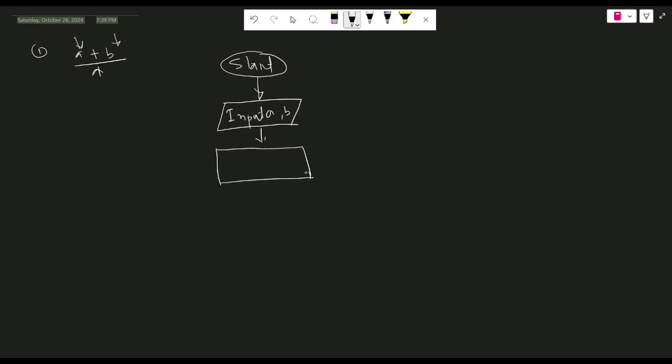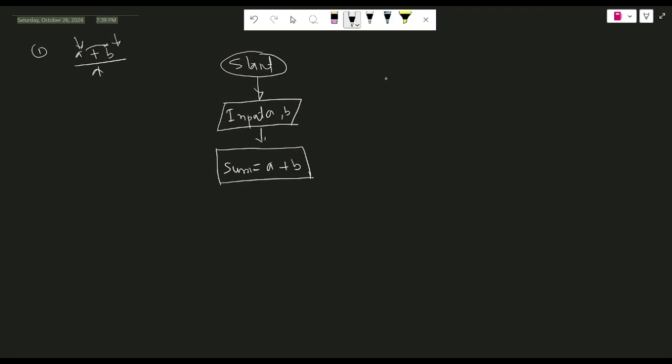Don't mind the curves. Suppose we take an additional variable which will hold the result of A plus B. So we'll get sum equal A plus B.